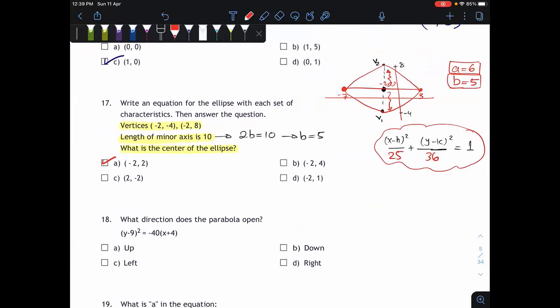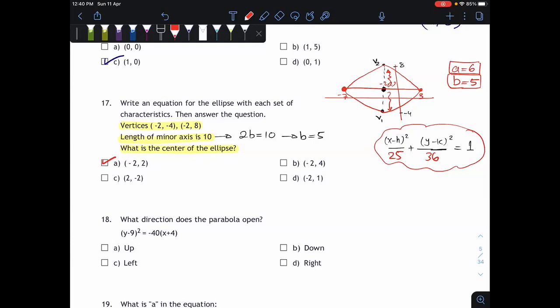Again, the characteristics here: vertices at -2, -4 and -2, 8. So the length of the major axis that connects the vertices in the ellipse is 12. So half of it is 6. So the center should be at -2 and 2, so you can distribute correctly. From -2 and 2, you move up 6 units to -2 and 8, and down to -2 and -4. The length of the minor axis is 10, so you can get b from it. 2b equals 10 and b is 5.